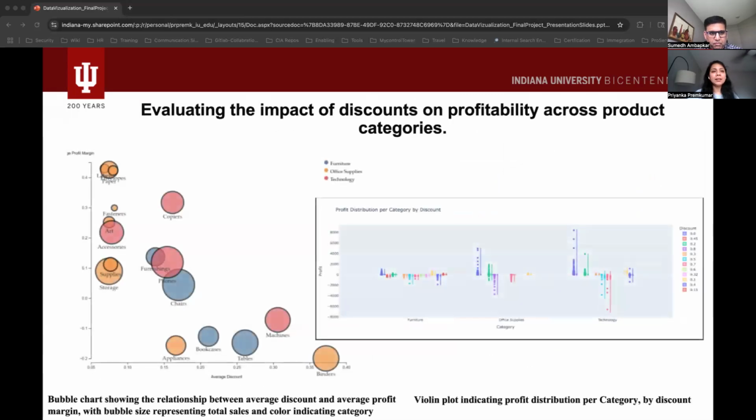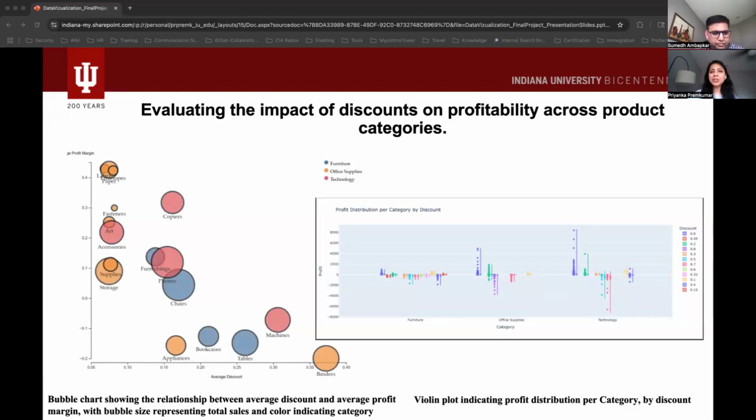Next slide, please. In the next objective, which is evaluating the impact of discounts on profitability across product categories, we examined how discounts affect the profit margins. Using Observable HQ, we created an interactive bubble chart showing average discount on the x-axis, profit margin on the y-axis, sales volume as the bubble size, and category as the color.